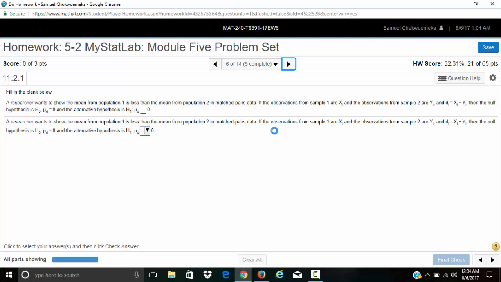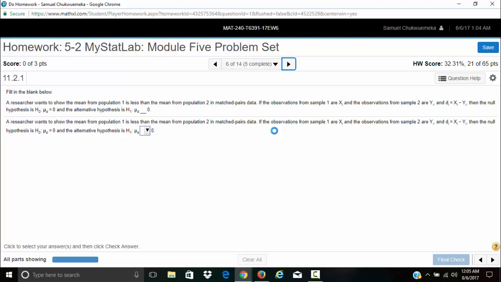That the mean is 0, which means there is no difference in the means of both samples. Okay, that's what it means. The null hypothesis is that the mean of the first sample is equal to the mean of the second sample, or you can say that the mean of the difference is 0. There's no difference in the means of both samples.